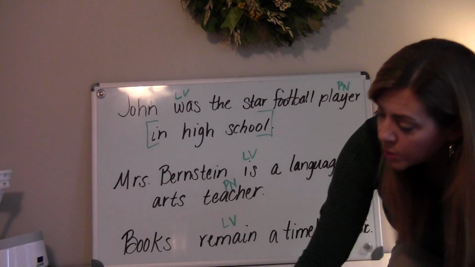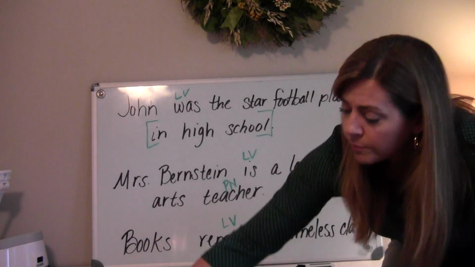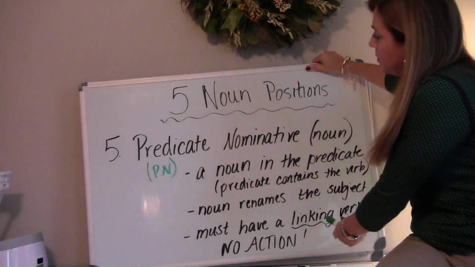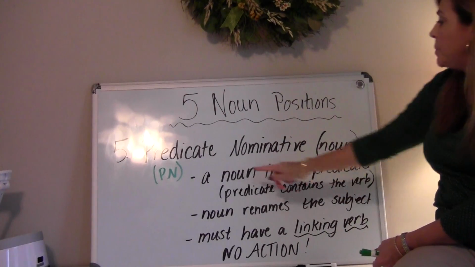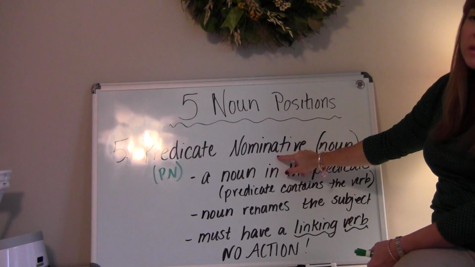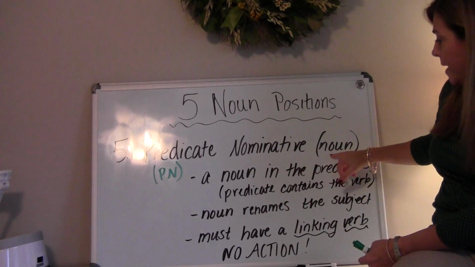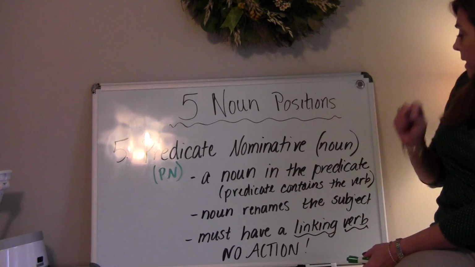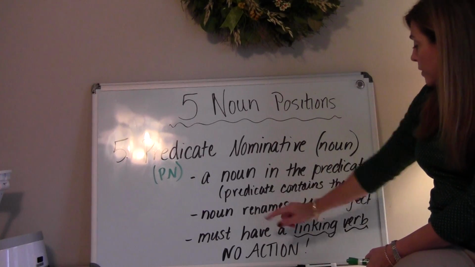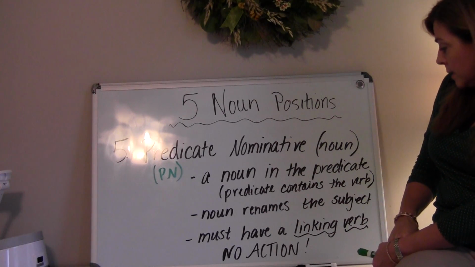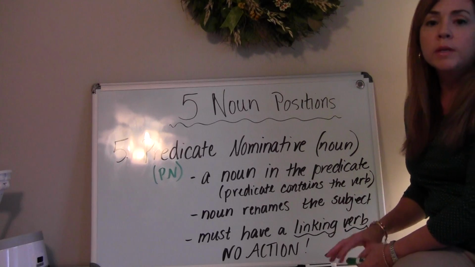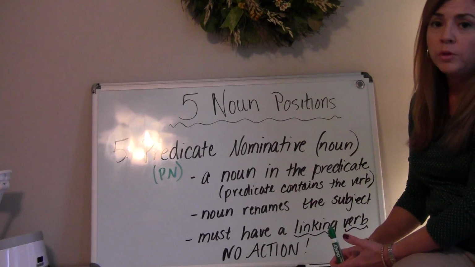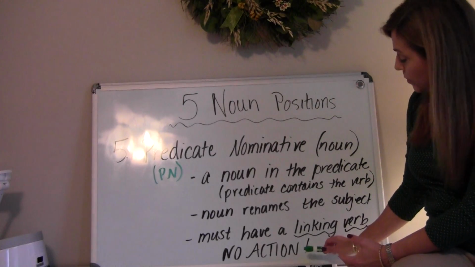So let's review one more time. Predicate nominative. PN. Remember, nominative, when you see that, just remember noun. It's a noun in the predicate. The predicate contains the verb. It's a noun that renames the subject. In order to have a predicate nominative, you must have a linking verb. You cannot have an action verb.